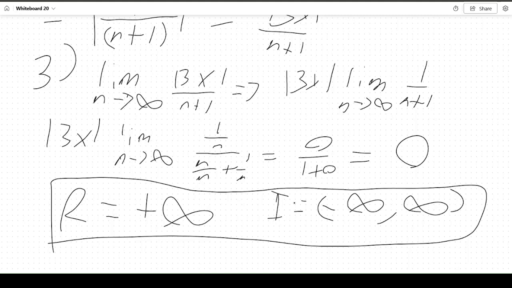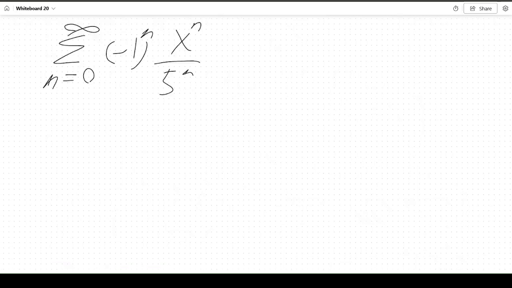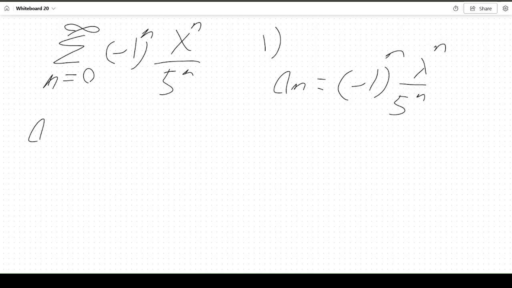But let me show you another example in which the radius and interval of convergence are different. Alright, so we have another problem here. Our first step is to rewrite this as a_n. The second step is to do a_(n+1), so whenever there's an n, we have to add 1.